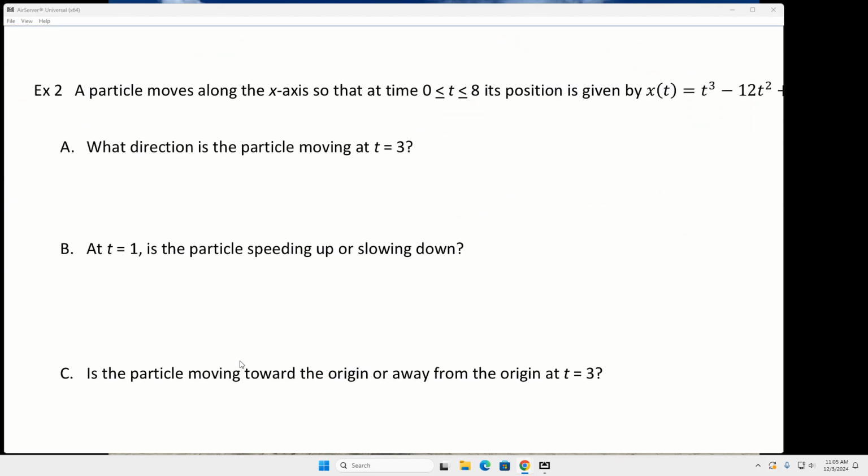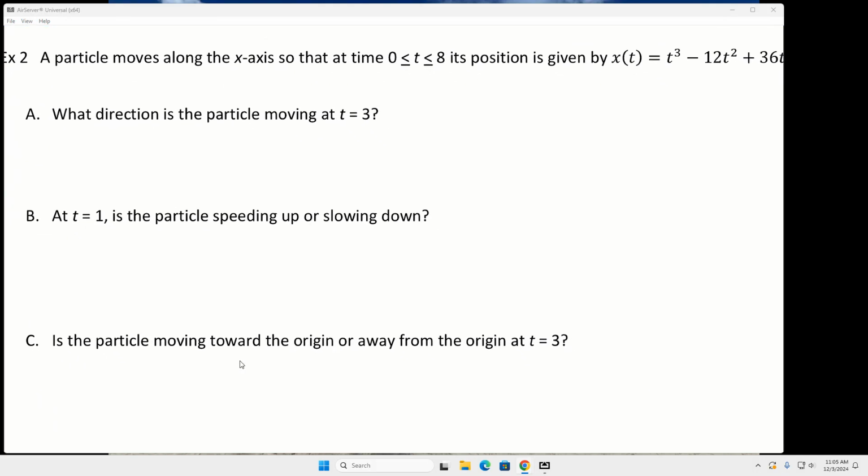I think the directions are asking the same things in a little bit different way. All right, for 2, this question is the same, the direction. This particle is moving along the x-axis, so direction is either going to be left or right on this one. And so we'll find the velocity by finding the derivative.